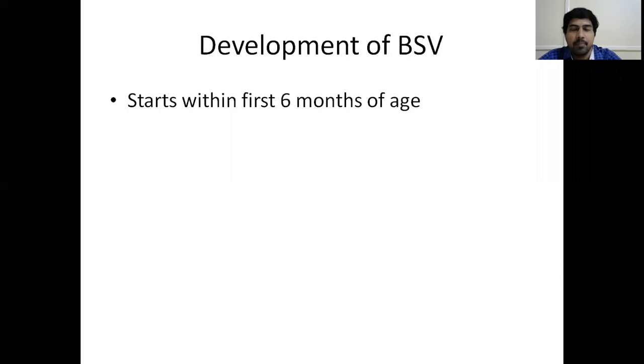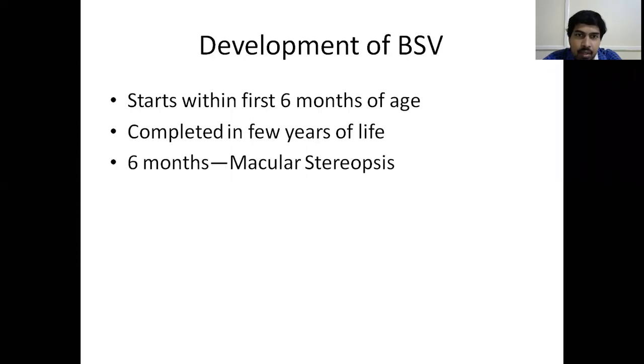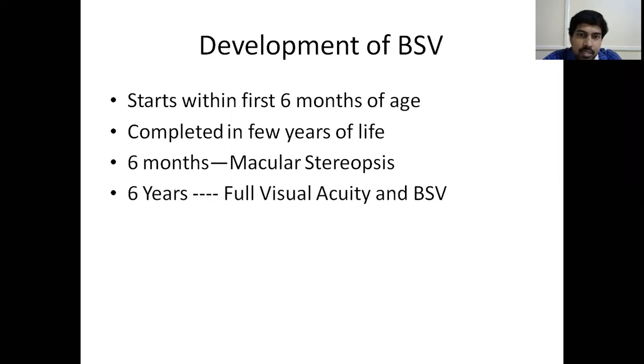So how does the development of binocular single vision take place? It starts within the first 6 months of age. So you remember the number 6. 6 months to 6 years of age is known as the critical period of vision. 6 months to 6 years. So 6 months to 6 years is known as the critical period for development of vision. So it is completed in a few years of life, that is nearly 6 years. At 6 months of age, you get macular stereopsis.